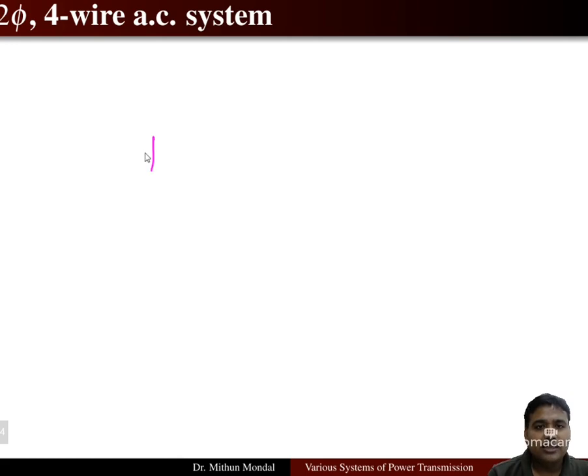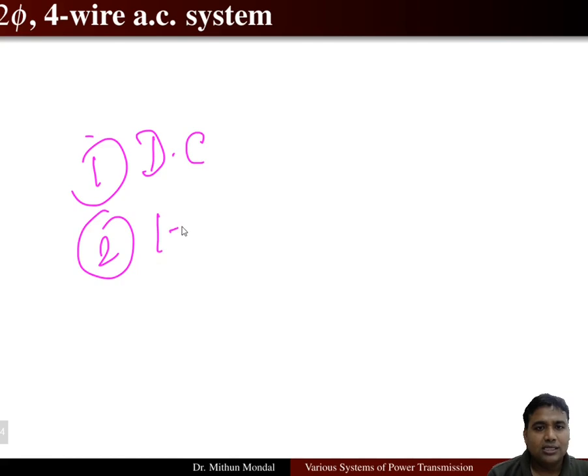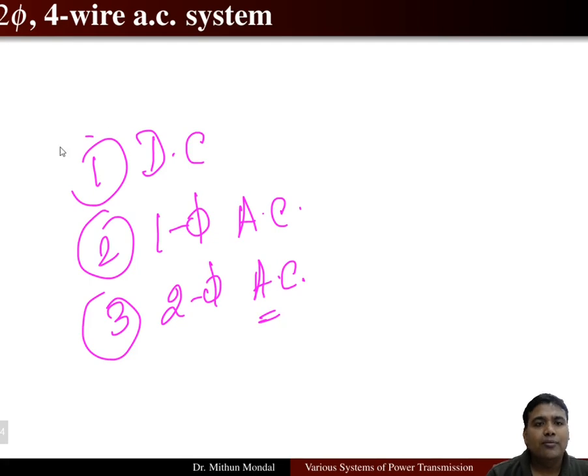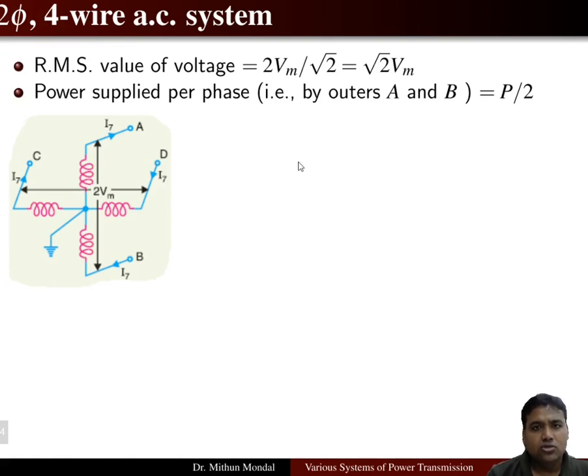So we have discussed DC first, then we have discussed single phase AC. Now we'll discuss two-phase AC. The first discussion will be the two-phase 4-wire AC system. How many wires are we using? 4 wires. Let us see the configuration. Here you can see this is your first wire, this is your second wire, this is your third wire, and this is your fourth wire.